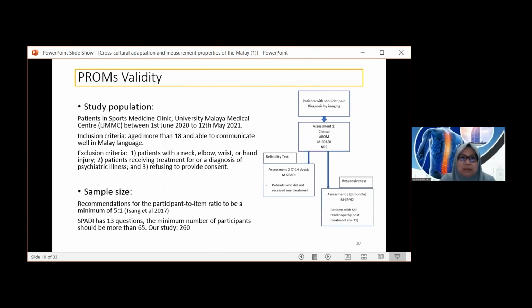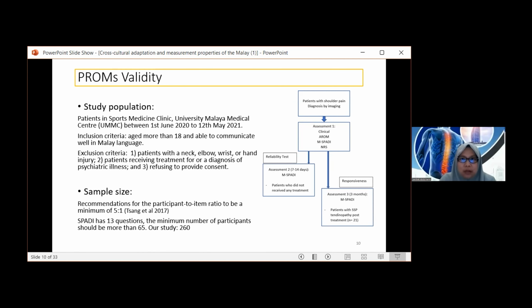The third phase was a validity and reliability study of the M-SPADI, done at University Malaya Medical Center, Kuala Lumpur, Malaysia. The sample size was based on a participant-to-item ratio of at least 1 to 5. Since the questionnaire has 13 questions, we needed a minimum of 65 participants, but for our study, we included 260 participants.